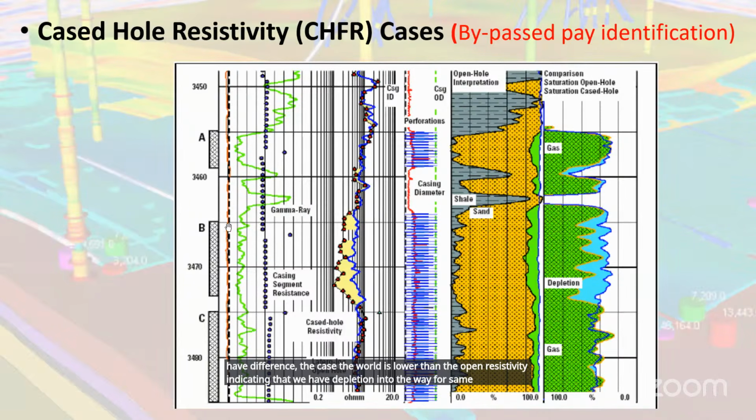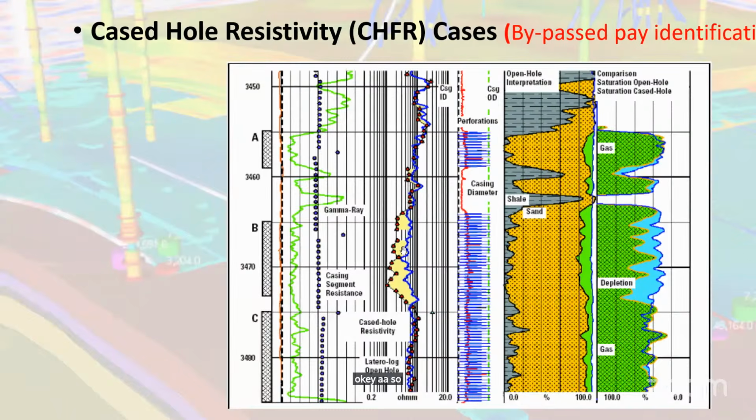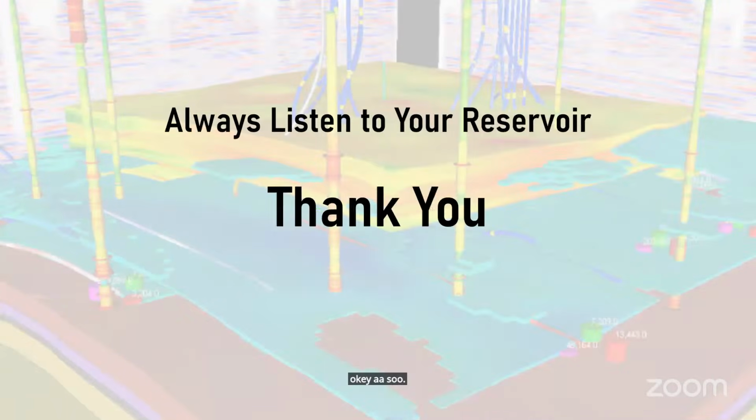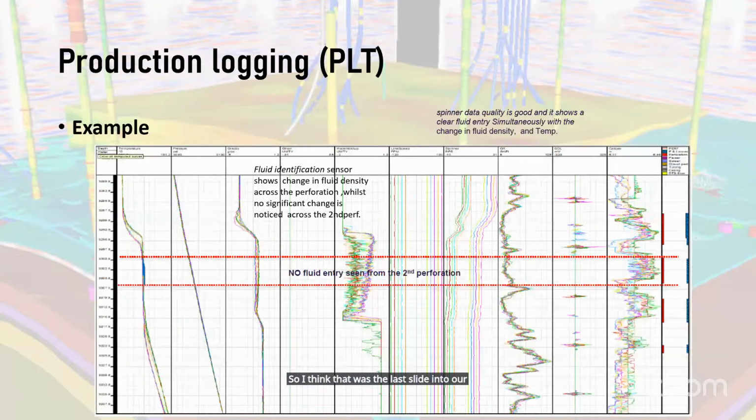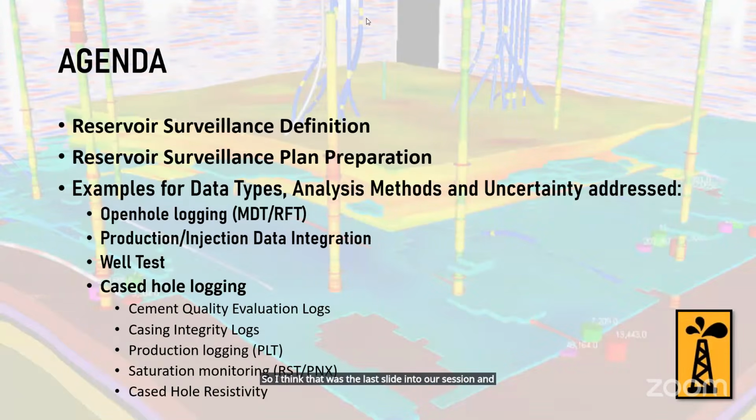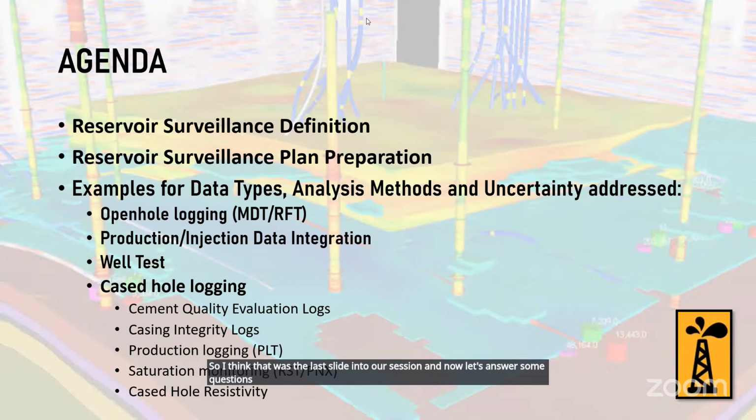So in that case we can say that the increasing water cut is coming due to the production from interval number B. Okay, I think that was the last slide in our session, and now let's answer some questions from the chat.